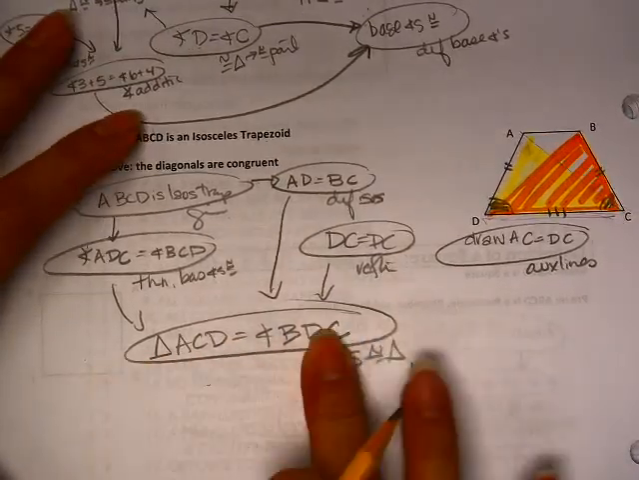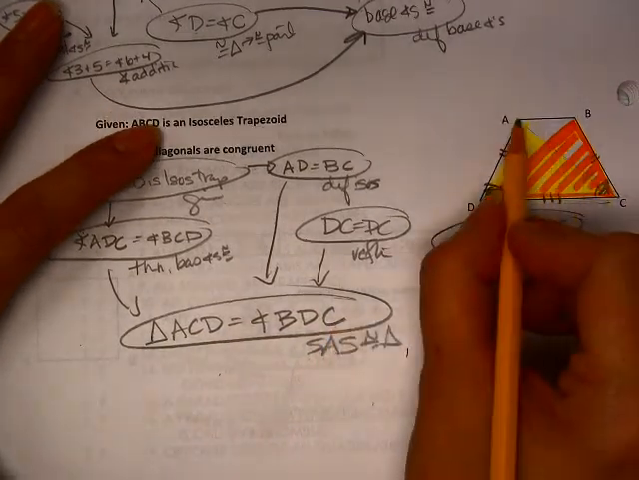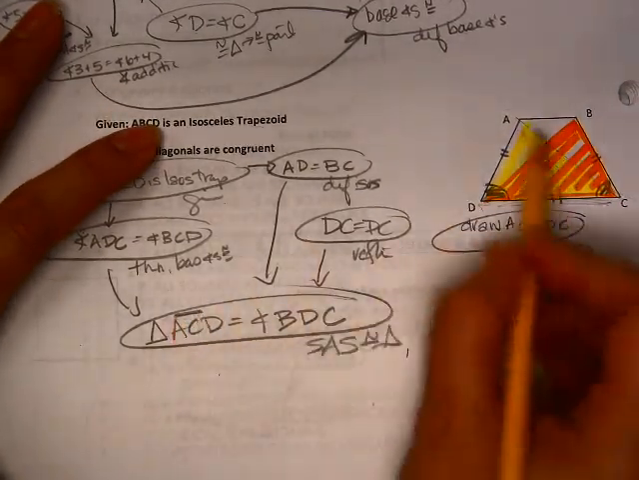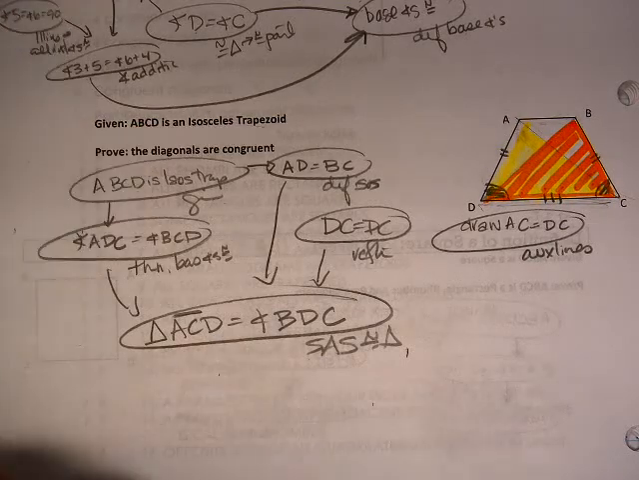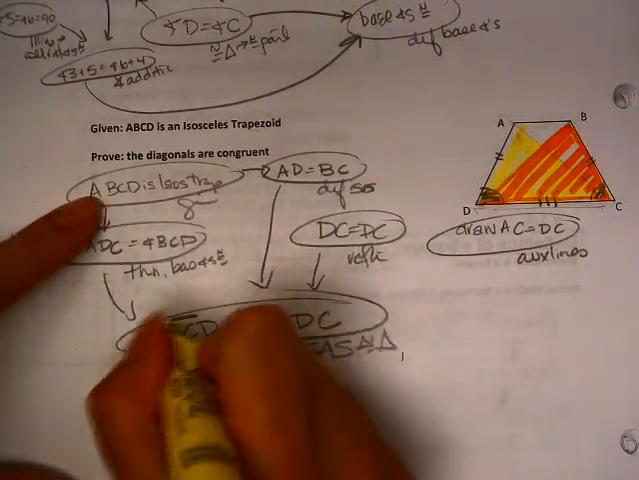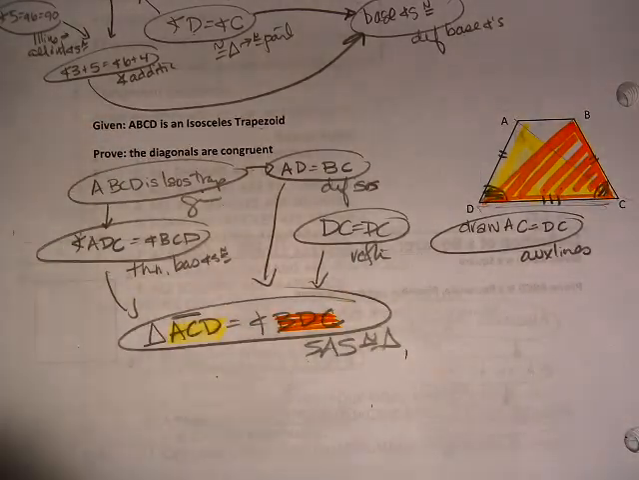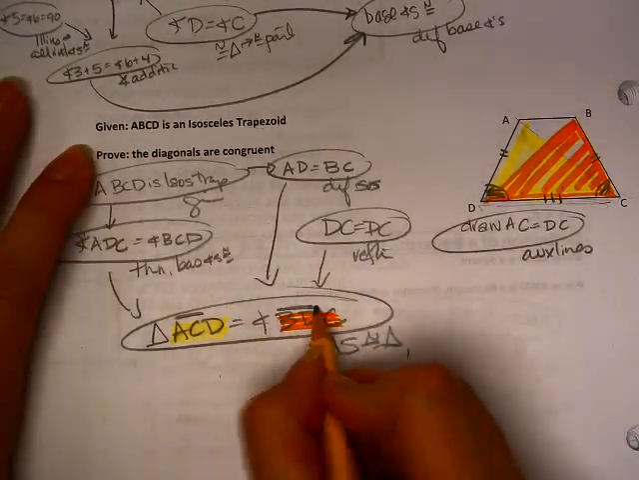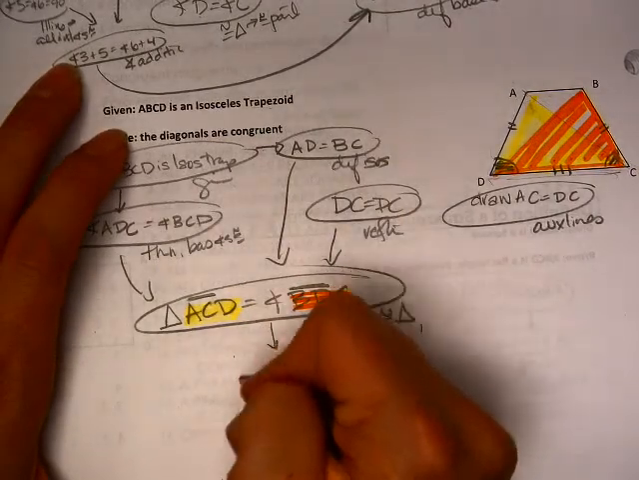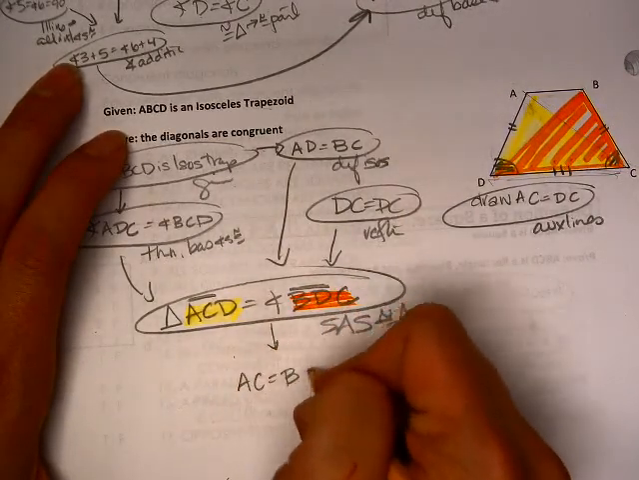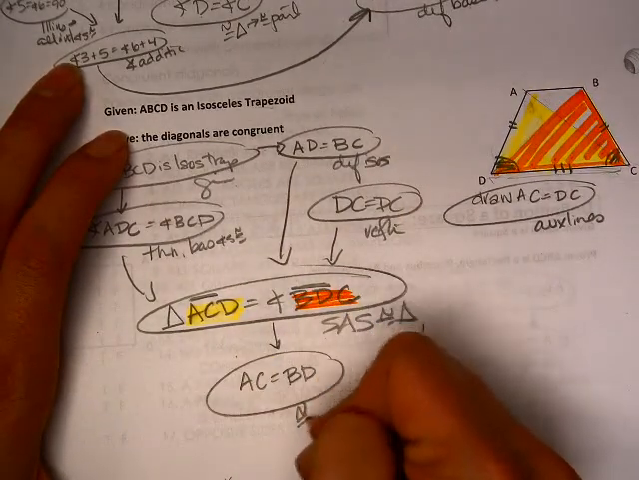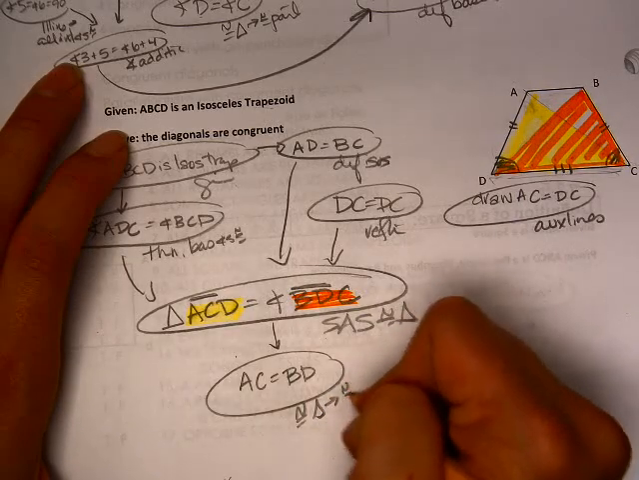So now look at these triangles here. AC is a line segment in that triangle. That's the yellow one. And the orange one, DB, is a line segment in there. So I can say that AC is equal to BD because I have my appropriate congruent triangles.